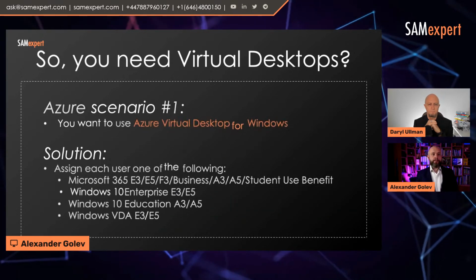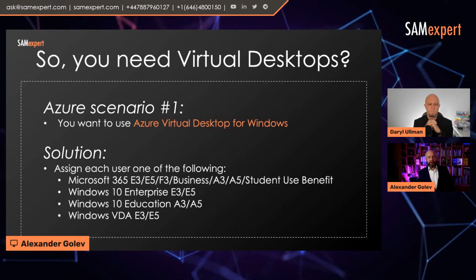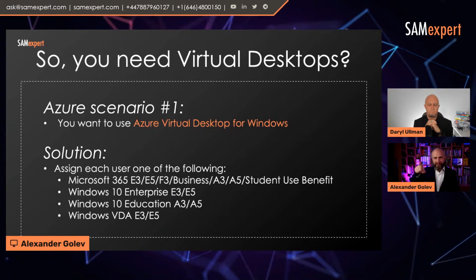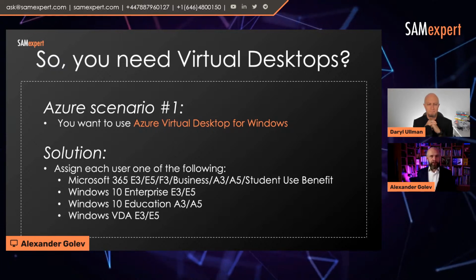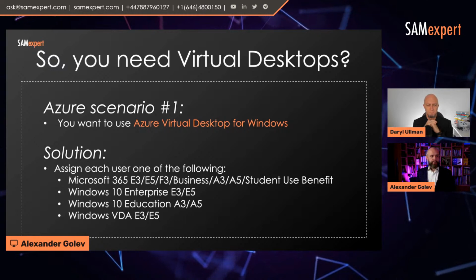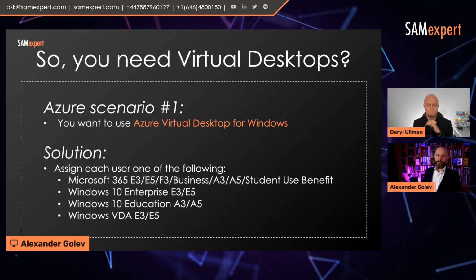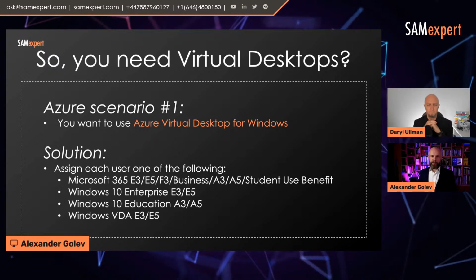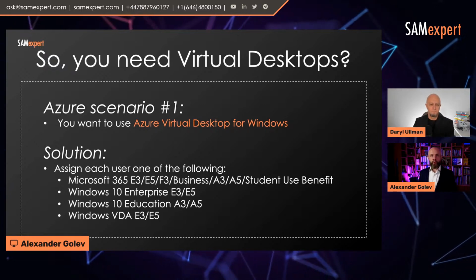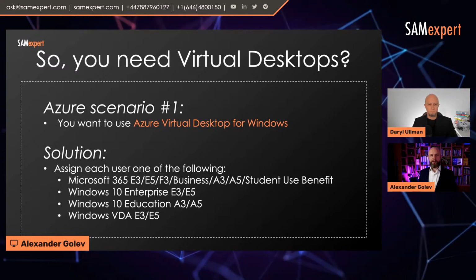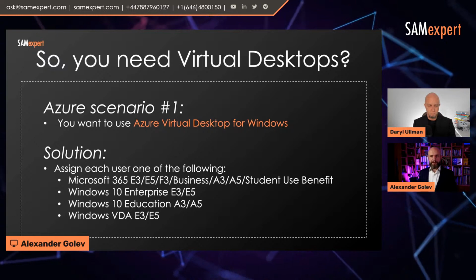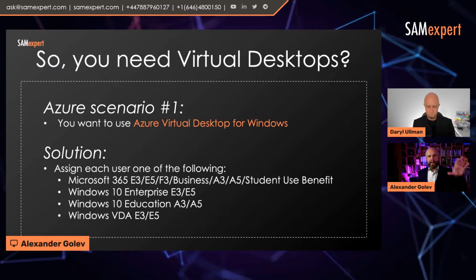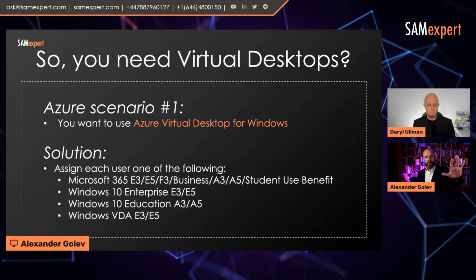So Azure scenario. We have two Azure scenarios. And by the way, spoiler, the next slide is going to talk about Windows 365, which I didn't do in the last live. I'm going to do it today. There are two virtual desktop solutions for Windows in Azure right now, since a few weeks ago. One is the traditional one, Azure Virtual Desktop for Windows. The other one is called Windows 365. So this slide is about Azure Virtual Desktop for Windows.